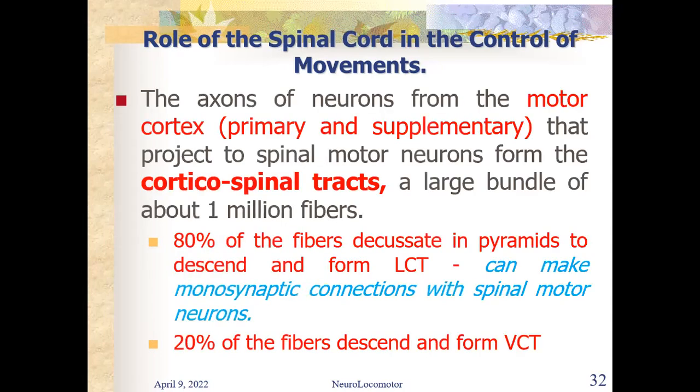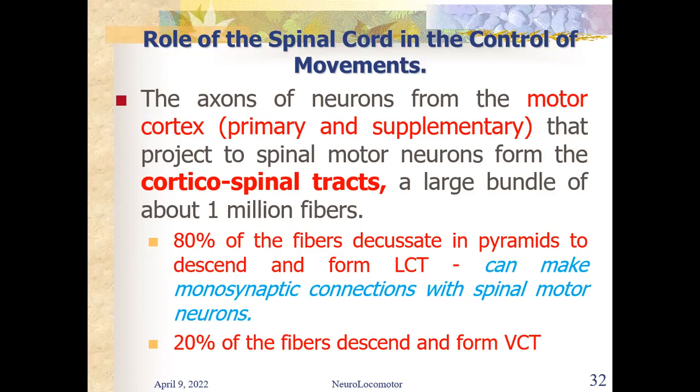So let's move to the spinal cord. The role of the spinal cord in the control of movements. Now, all these things won't be possible if the spinal cord is removed, because the spinal cord houses the main motor tracts. When you are talking about the motor system, the motor tracts are there. The direct and the indirect motor tracts pass through the spinal cord.